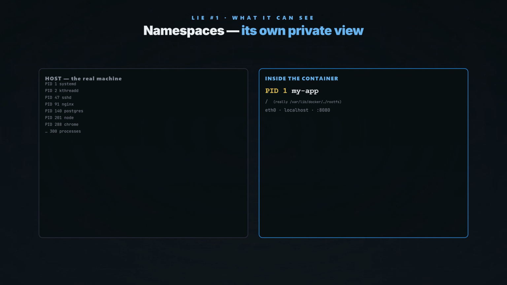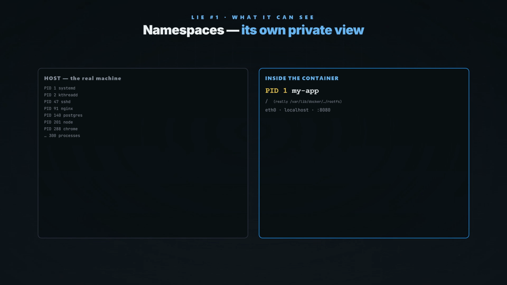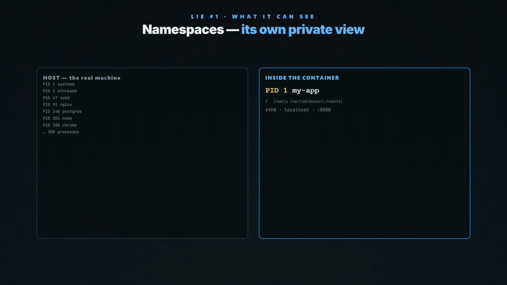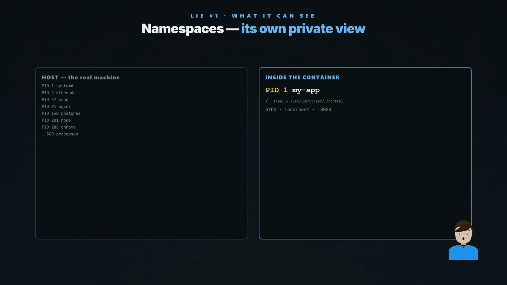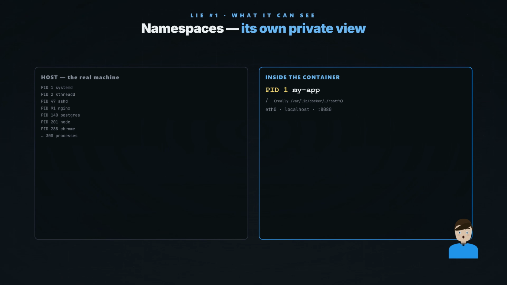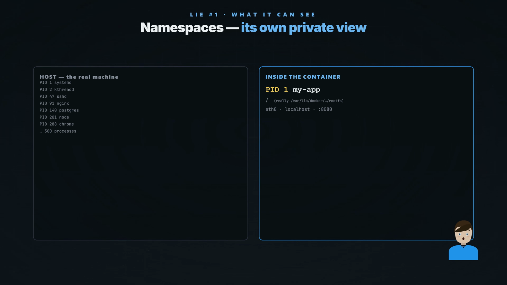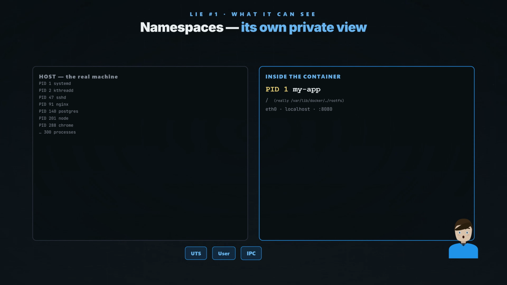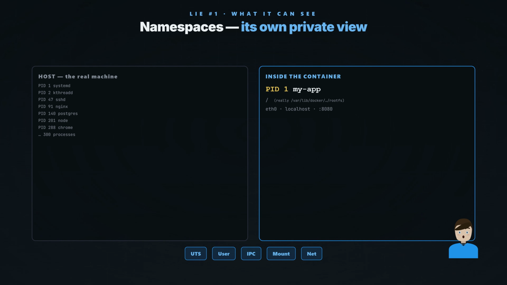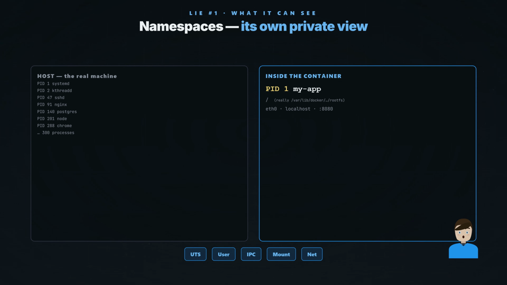When the kernel starts a container, it gives the process its own private view of the system. Take process IDs. On a real machine, your process knows it's one of 300. Inside a PID namespace, the container sees only itself. It genuinely believes it's process number 1, the only thing running. Same with the network. Its own interface, its own localhost, its own ports, as if it owned the whole stack.